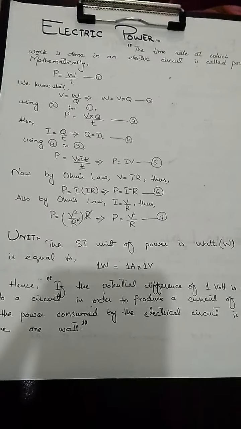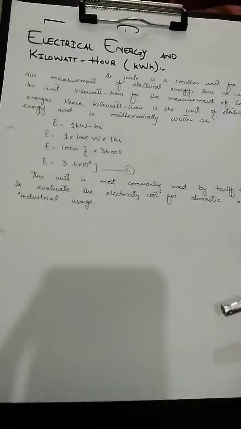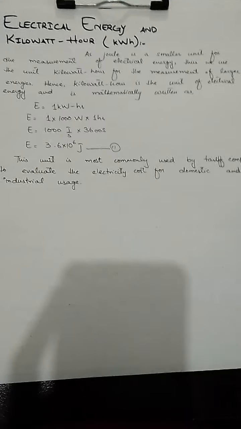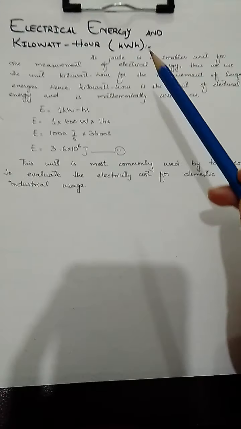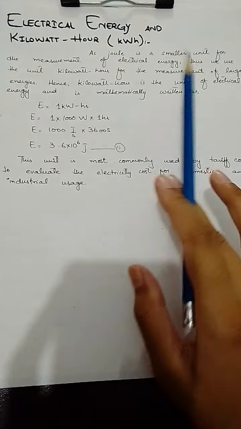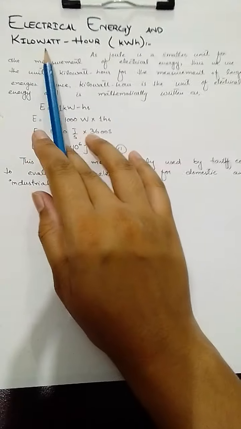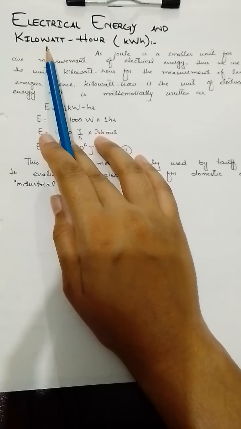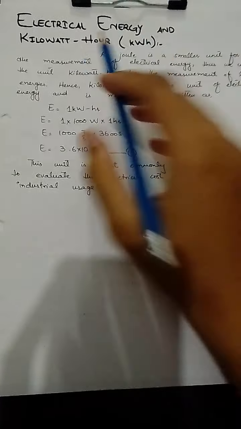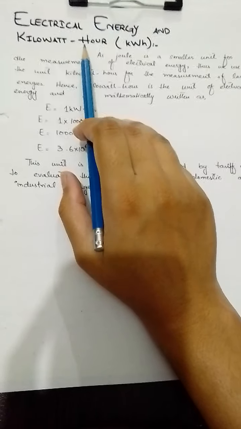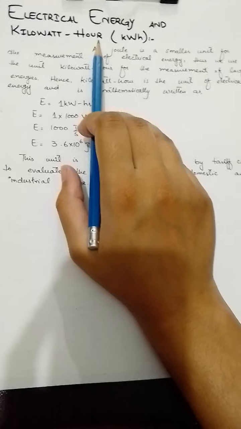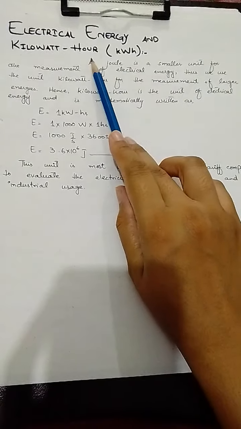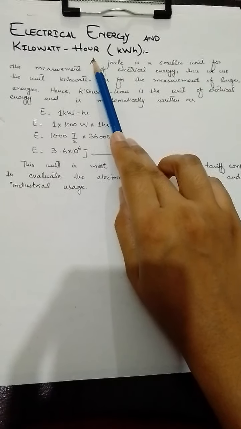Now coming to the second topic, which is electrical energy and kilowatt hour. Another unit of electrical energy is called kilowatt hour. Looking at it, you might think it is a unit of power, because watt is a unit of power. But you have to remember that we have placed hour here also. So just remember that this is the unit of electrical energy and not a unit of power.